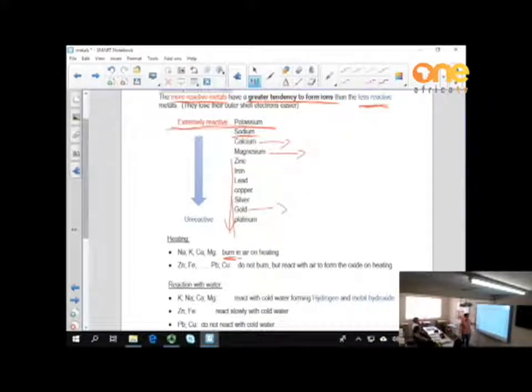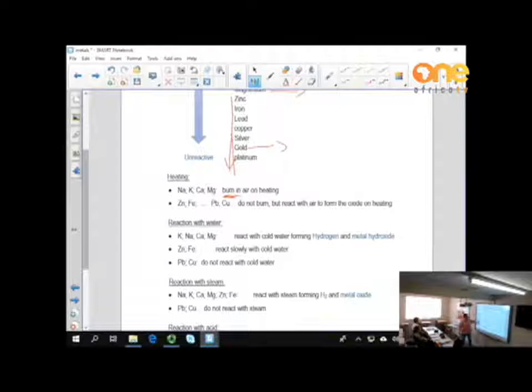The metals from zinc down to platinum, gold, copper, silver, those do not burn. But they do eventually react with the air to form an oxide, so the surface will become dull. That is why if you have copper ornaments at home, after a long period of time they become dull and you need to polish them up. When you polish them, you remove that oxide layer.